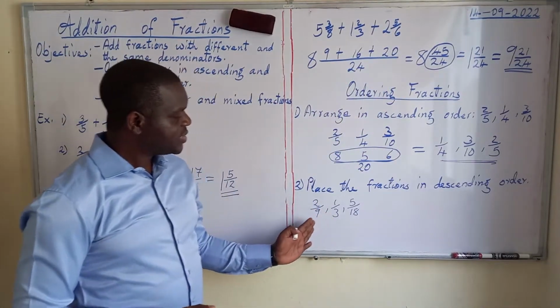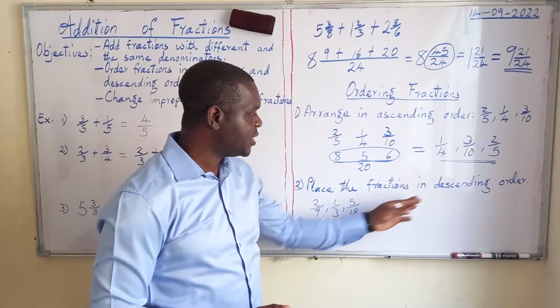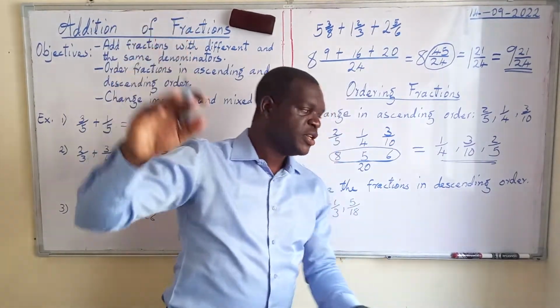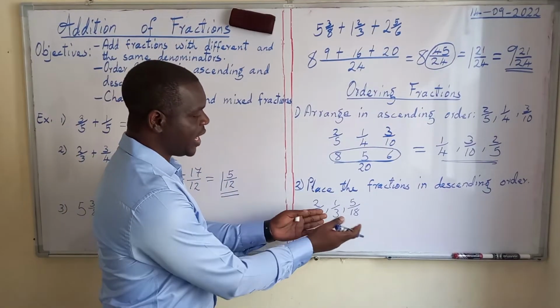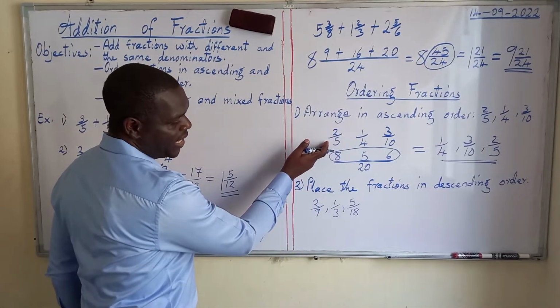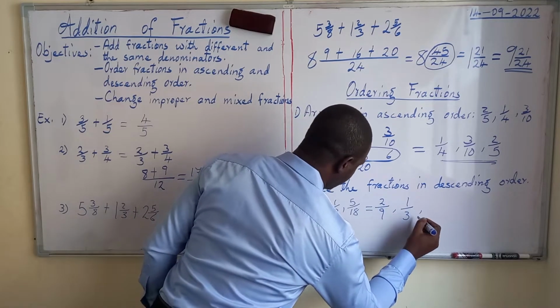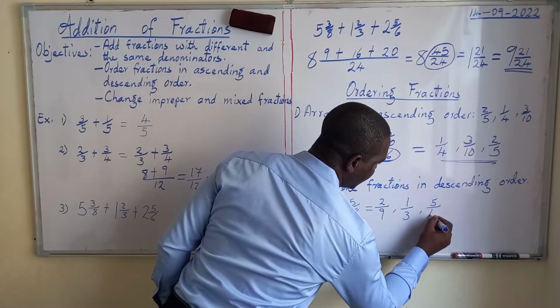This is the second example. This time around is in descending order, and descending order means we start with the highest and go down. So we start with the highest fraction. And to know the highest fraction, we're going to do a similar exercise. 2 all over 9, 1 all over 3, and 5 all over 18.